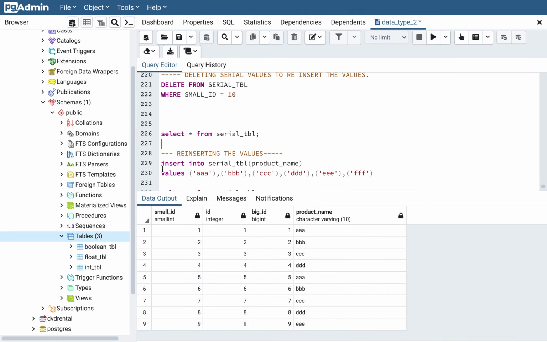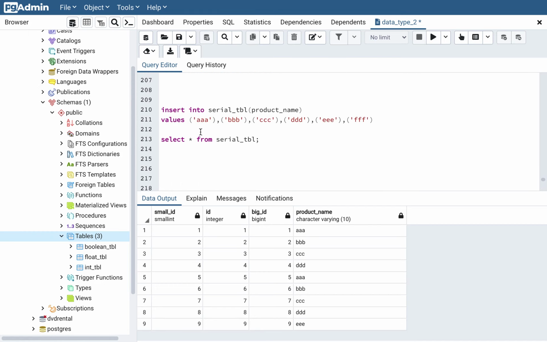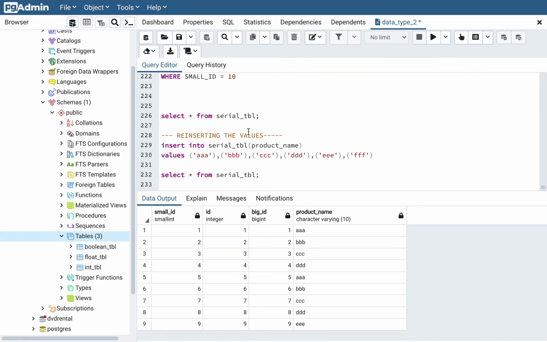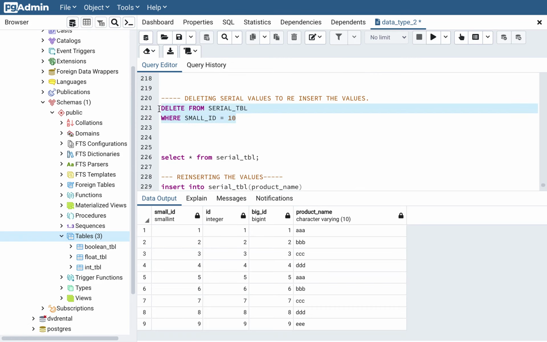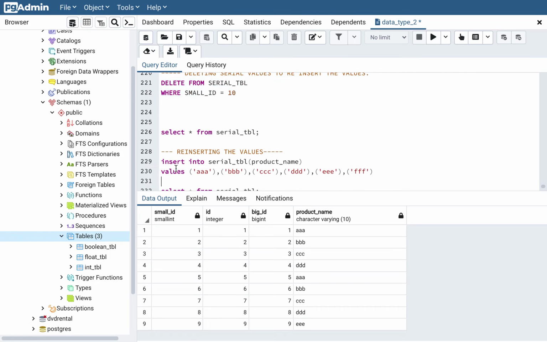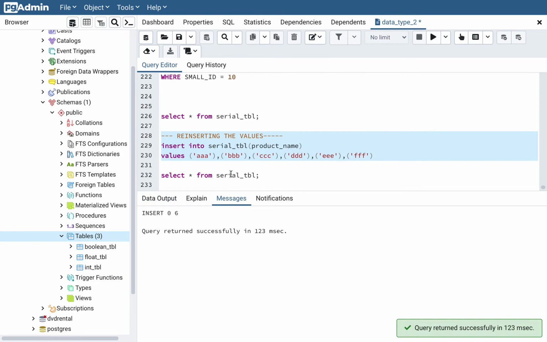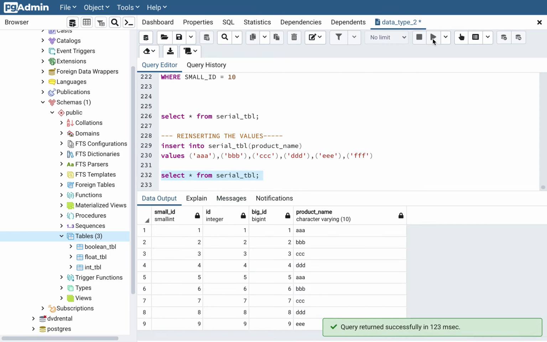Now I am again inserting the value. Now the last value is 9. Initially, SQL had already inserted a serial value of 10 on its own, which I have deleted here. And now again I am trying to reinsert the value. Now what will happen? Is it going to create after 9, which is 10, or is it going to create after 10, which I have deleted? Let's check it out. My query has executed successfully and then I am executing it, right?